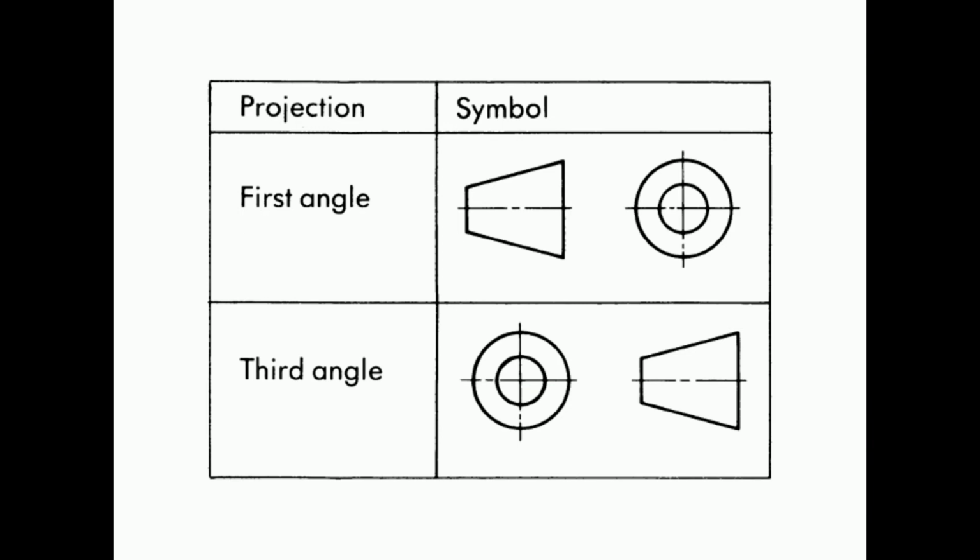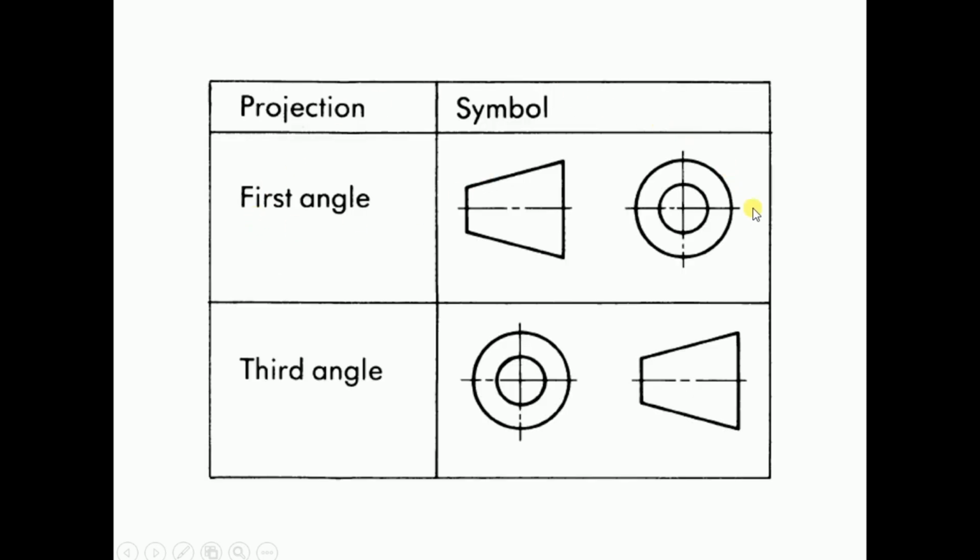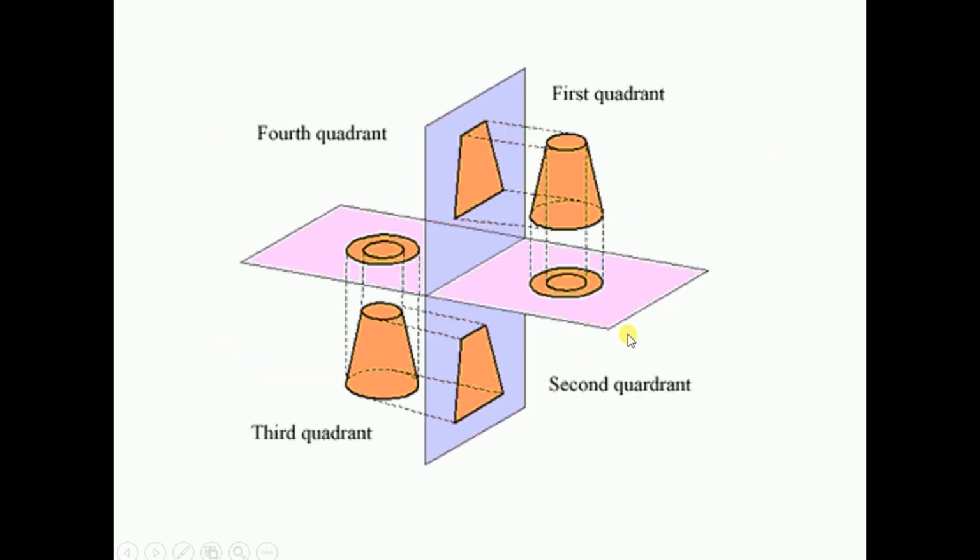So this is the symbol of the first angle and third angle projection. This is the explanation. The observer is here. If they project a cylinder in this direction, the symbol will form. The explanation of the symbol is that this is in the first and third quadrant.